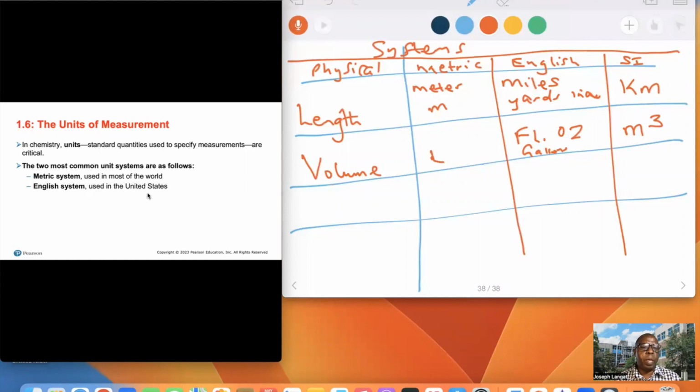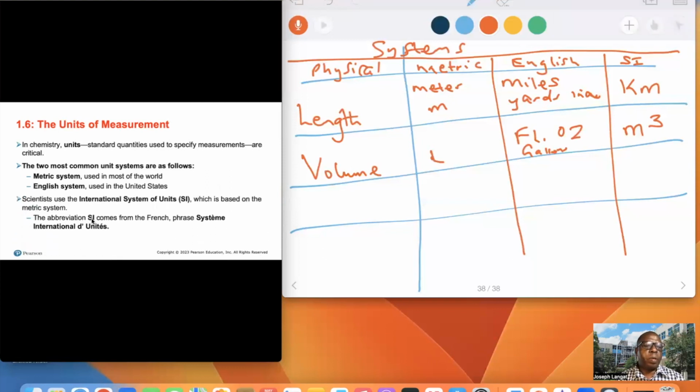English is mainly used in the United States. You are familiar with gallons. Whenever you visit the gas station to fill up your gas tank, they pump gasoline in gallons. Fluid ounces, all right? This is the metric we use in the lab. Mostly it's used around the world, and they have different units.